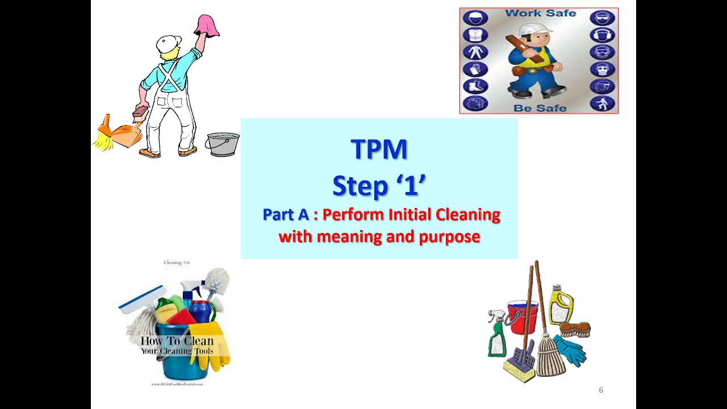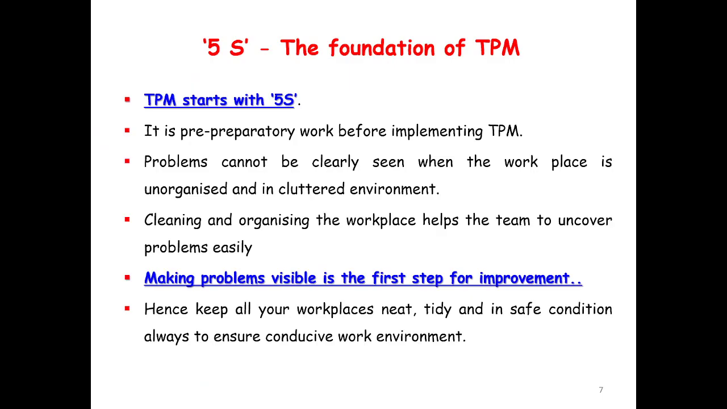Now let's see what TPM says about step 1 part A. TPM starts with 5S. 5S is the foundation for all improvements in the management systems. Problems cannot be clearly seen and evidenced when the workplace is unorganized and in a cluttered environment. Making problems visible in the work spot is the first step for improvement. Hence, keep all your workplaces in neat, tidy and safe condition always to ensure a conducive work environment.